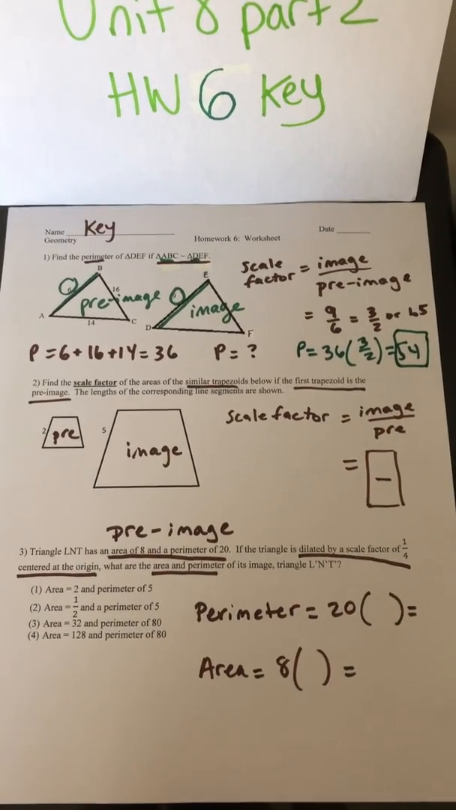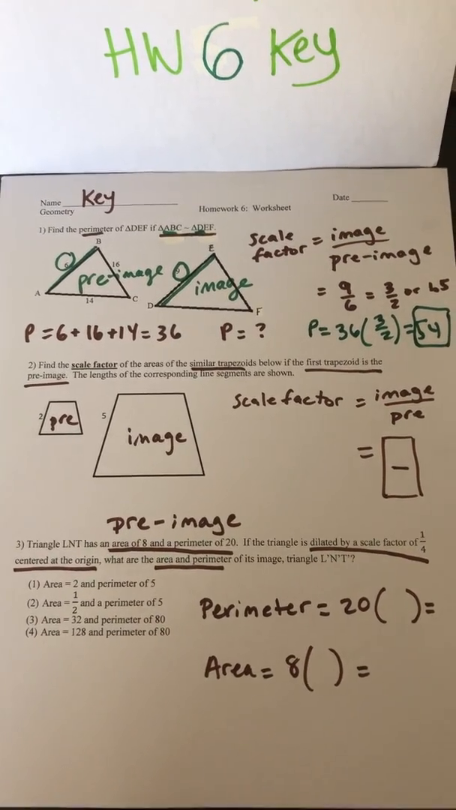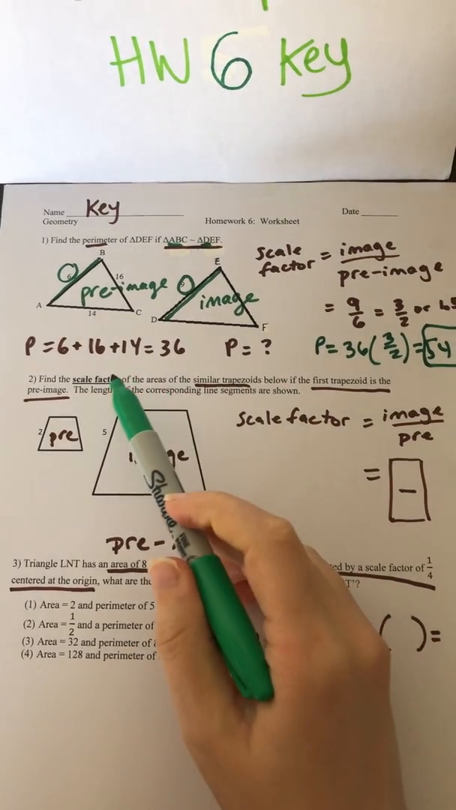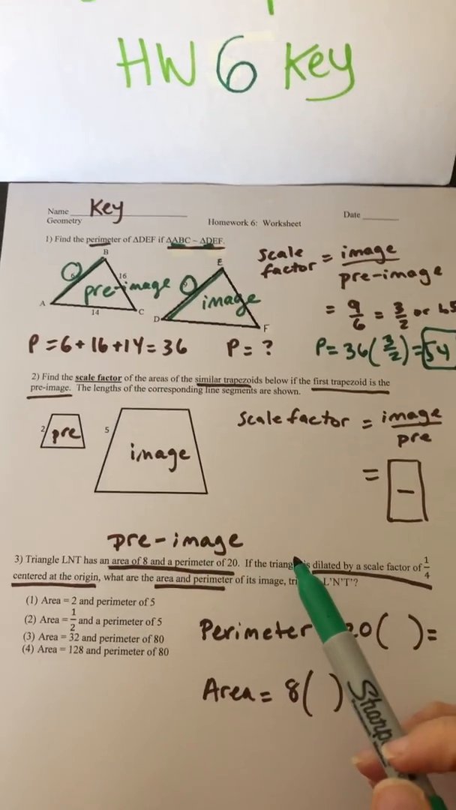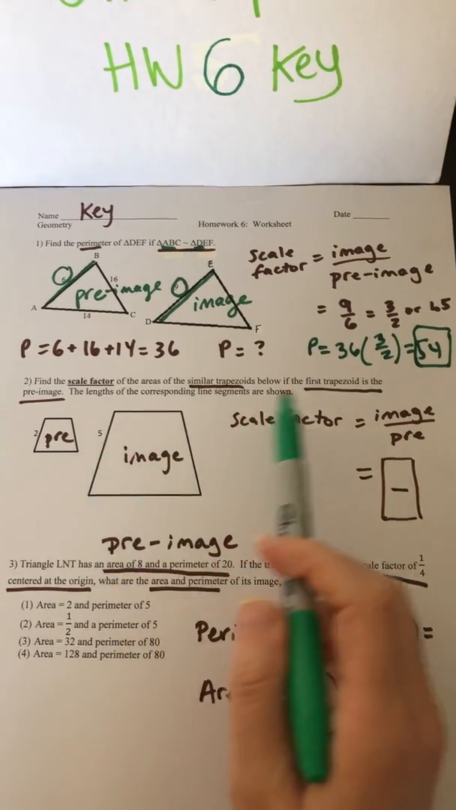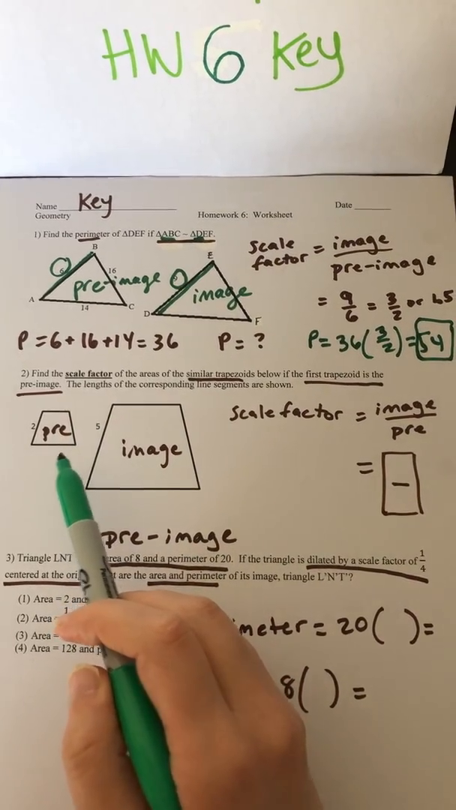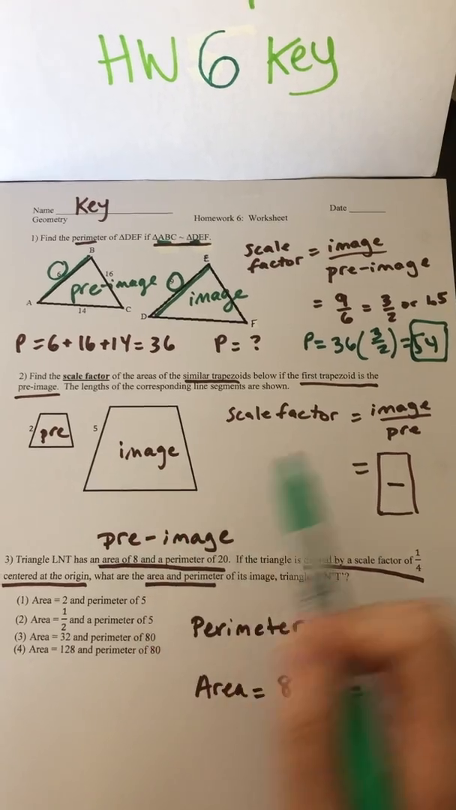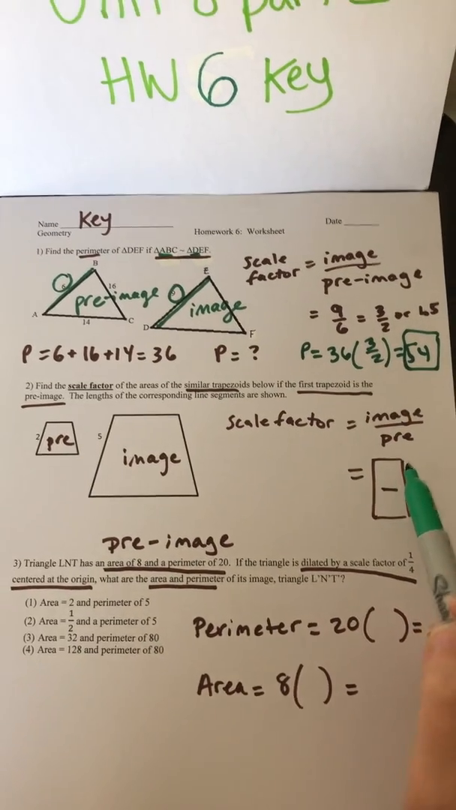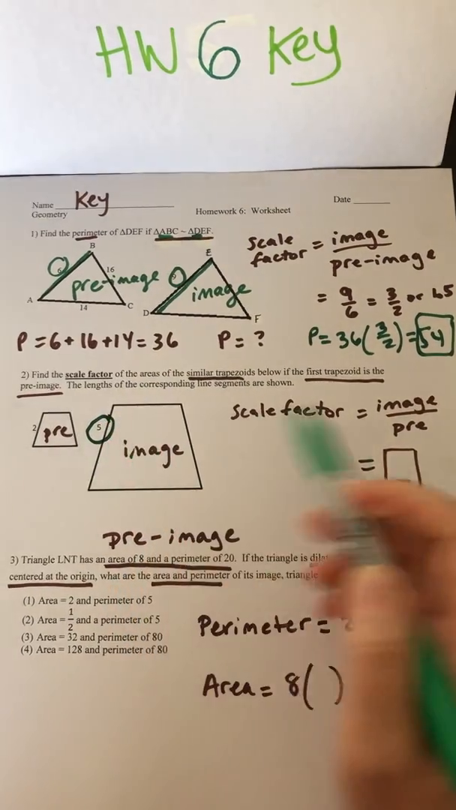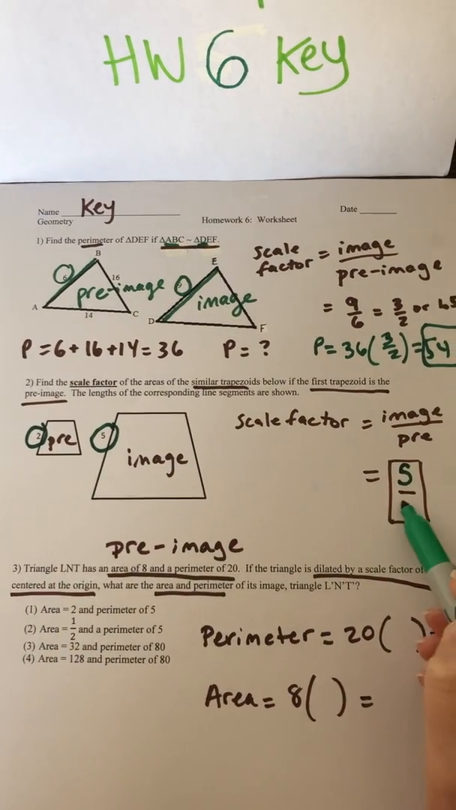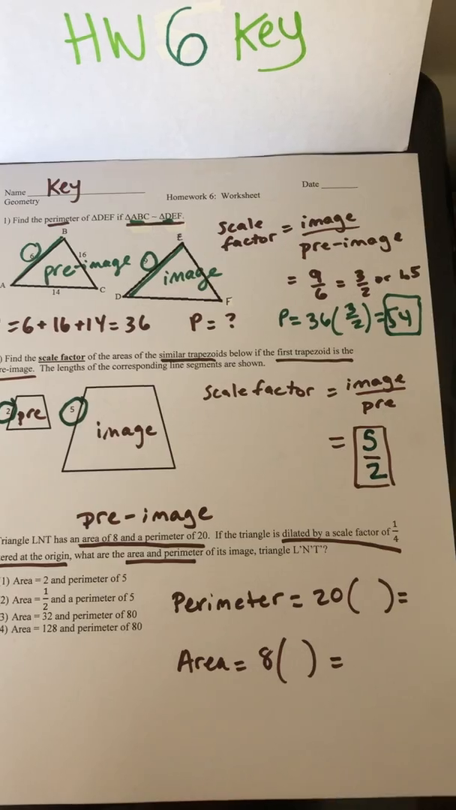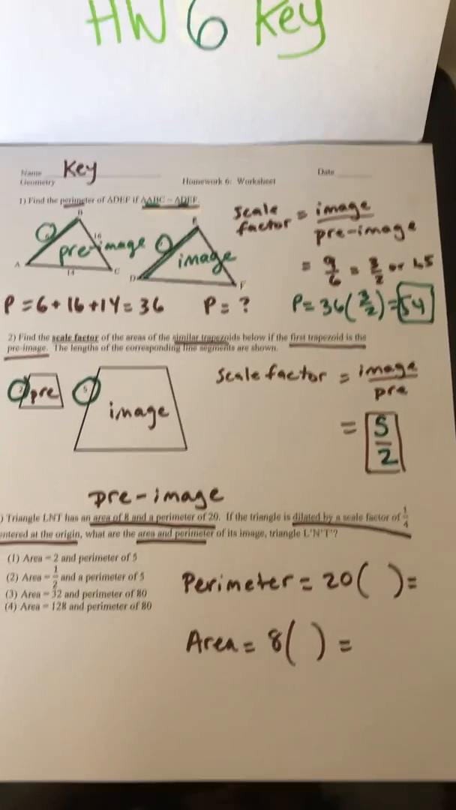Okay, in the next question, we're asked to find the scale factor of the areas. We just want the scale factor. Well, we're told that the first trapezoid is the pre-image, and that means the second trapezoid is the image. Scale factor is image over pre-image. Well, the only number we have on this image is 5, and the only matching number on the pre-image is 2. So it is 5 over 2.